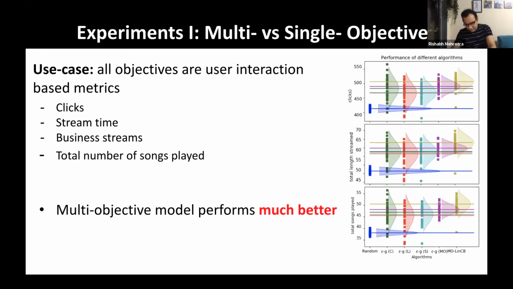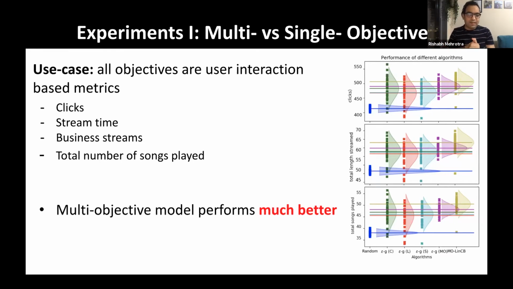Now, we got some really promising results when we tried this internally. Let's just look at a multi-objective setting, right? But here, I don't care about any other stakeholder. I only care about user satisfaction. So if I only care about satisfaction, not the marketplace at all, then I care about clicks, stream time, total number of songs played, and so on. The yellow bar on the right is the multi-objective model, which we were just talking about.